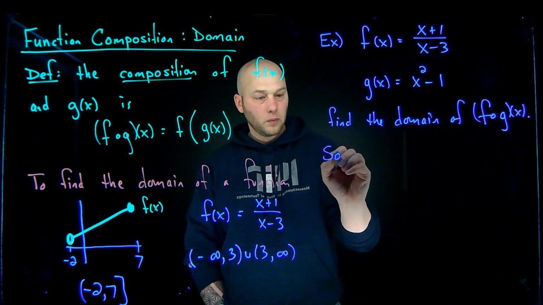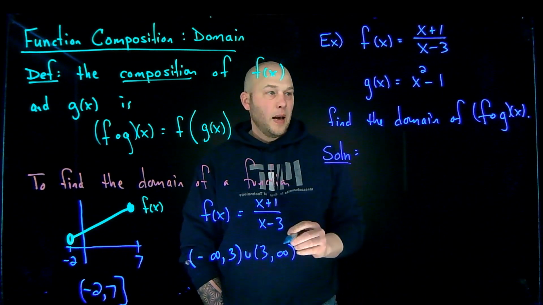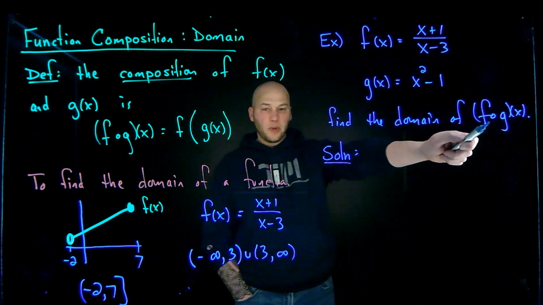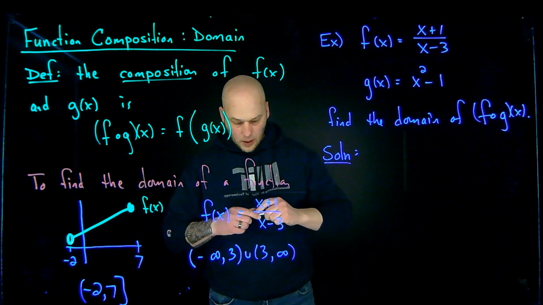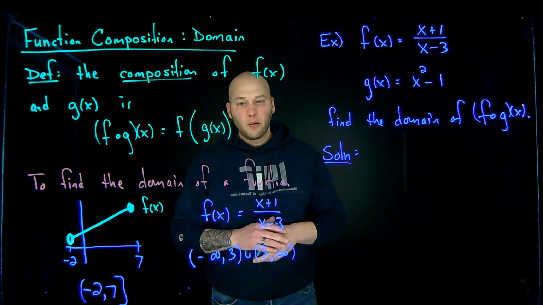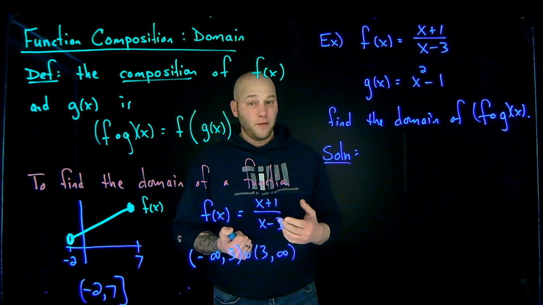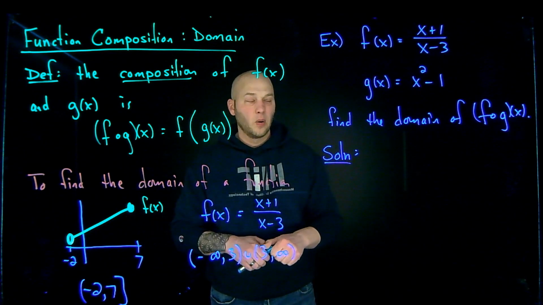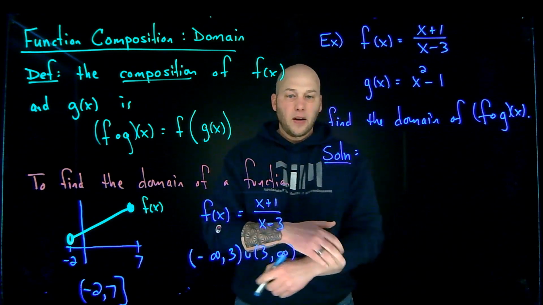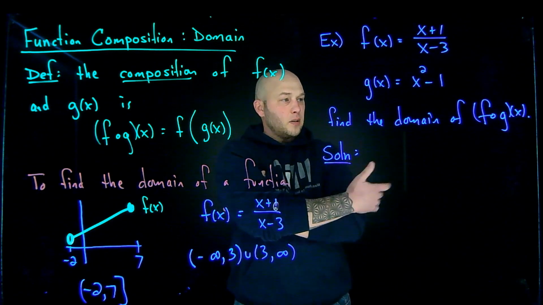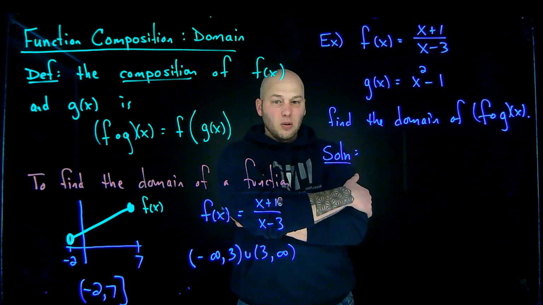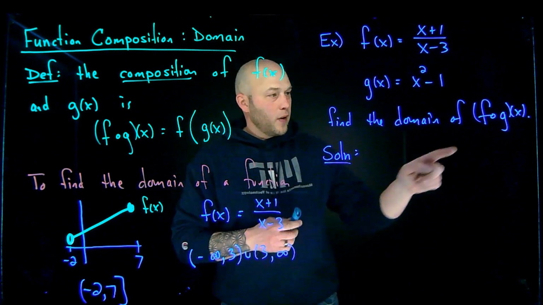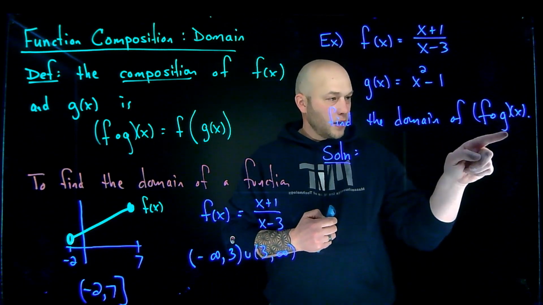So, solution. Again, if I'm going to evaluate the composition, and I'm assuming you know how to evaluate compositions. If you're not familiar with that, please go watch that video. But if I'm going to find the domain of a composition, the first thing I have to look at is, let's trace through evaluating this. If I plug a number in for x, it first has to go in for g.